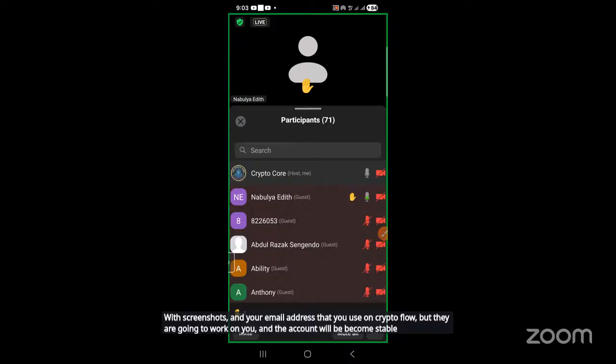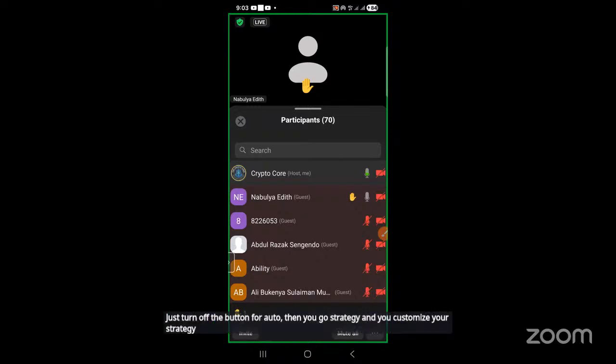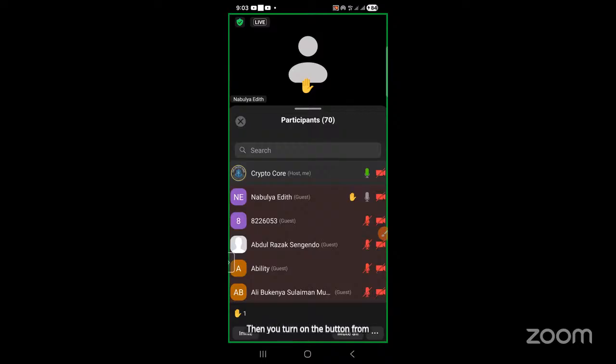And then the other question is, what is the easiest way to switch from auto to custom? Because at first I went with auto, yet I had the money. Just turn off the button for auto. Then you go to strategy and you customize your strategy. Then you turn on the button for custom, the last button down, as I just showed you.